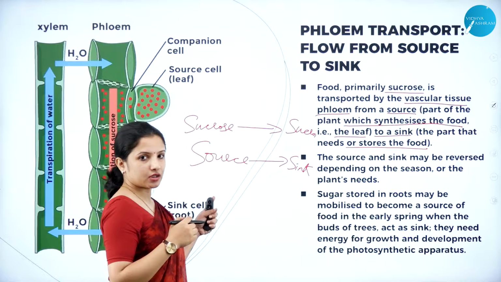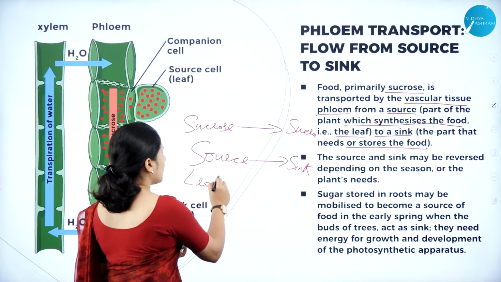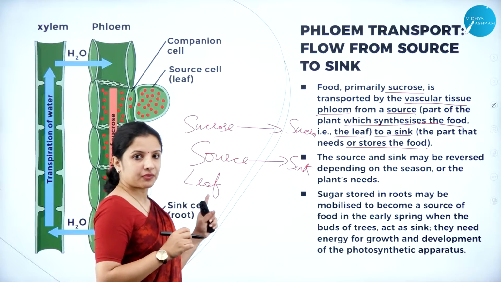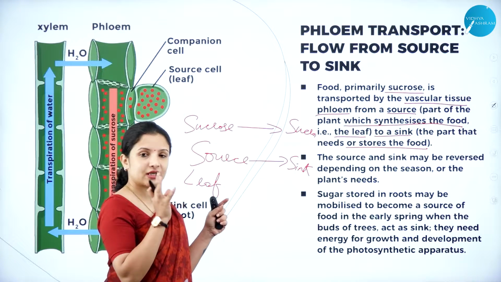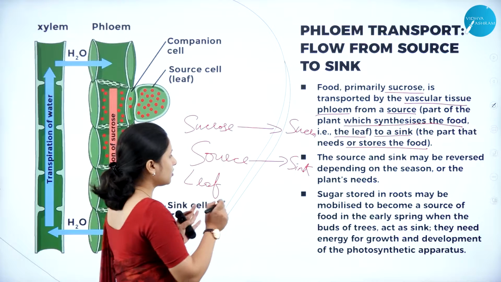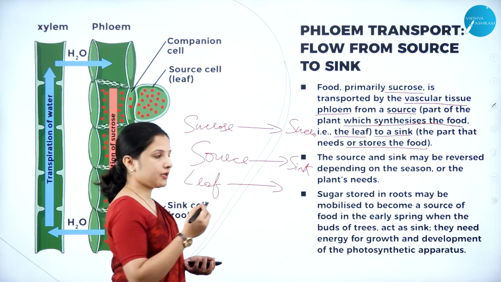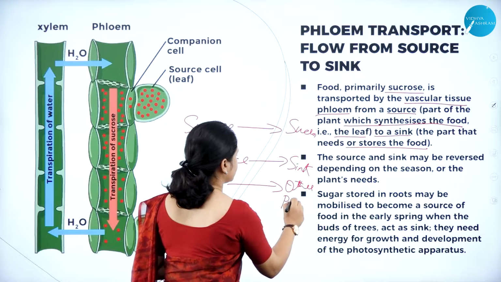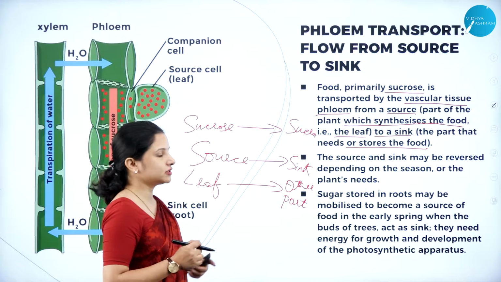So sometimes here, what is acting like a source? It is the leaf. Why is the leaf acting like a source? Because the leaf is the part of the plant that is actually synthesizing the food, and there the food is present. Now the food should travel to other parts of the plant body, wherever the food is needed, right? Growing parts of the plant body, wherever the food is needed.